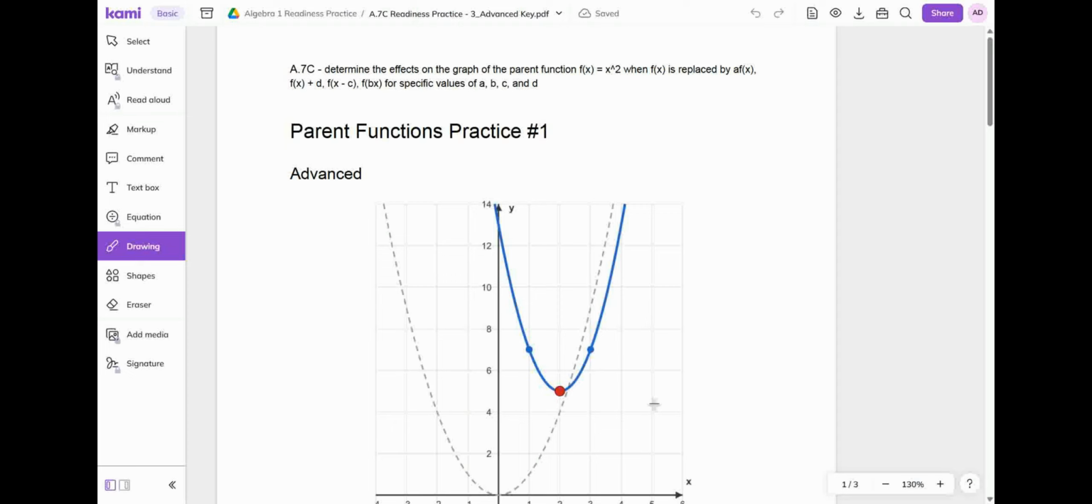Today we are looking at parent functions. This is A.7C Readiness Practice, the advanced version.